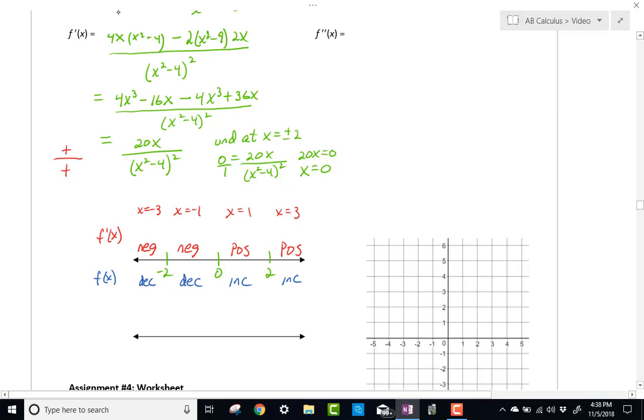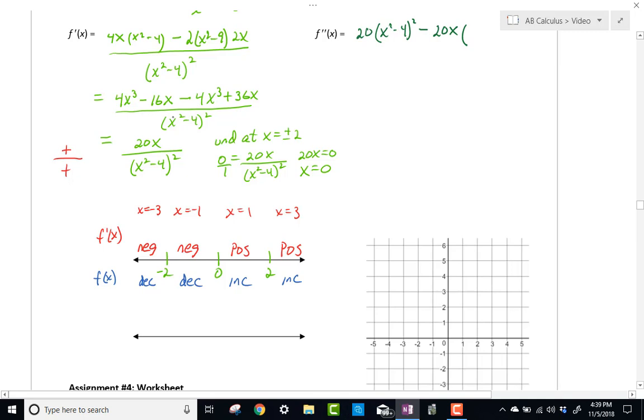All right. So f double prime, taking the derivative of f prime of x, I'm using my simplified fraction over here. So the derivative is going to be, and we got some quotient rule here again, derivative of the numerator, 20, times the denominator, x squared minus 4 squared, minus the numerator, 20x, times the derivative of the denominator. Okay, I got to be careful on this one here. So we're going to end up with some chain rule going on here.